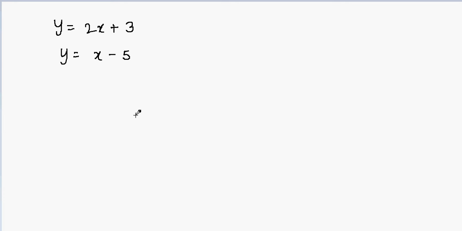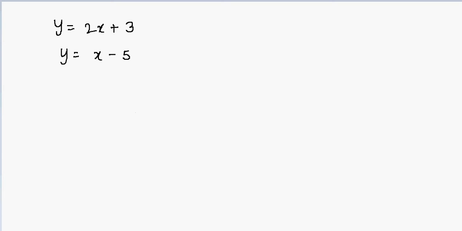Hi, in this video we'll learn how to solve a system of linear equations. Now, what do you notice in these equations? In both the equations you have y solved. So y is already solved in both the equations, and what we're going to do is use the substitution method, so we can just substitute one variable for the other.